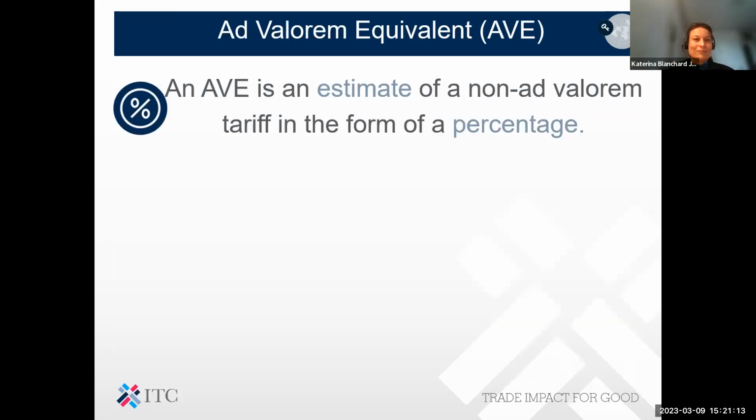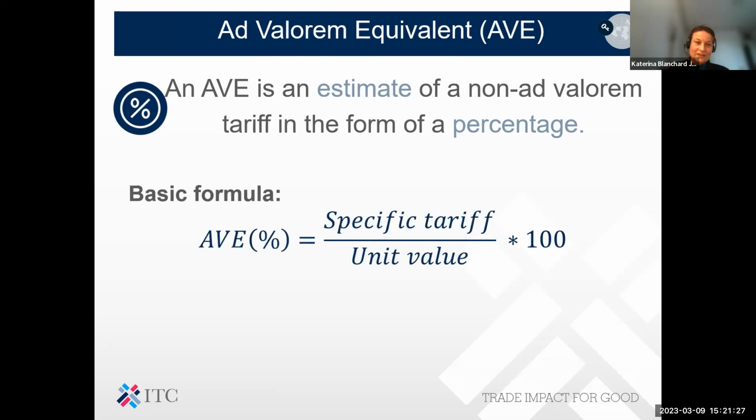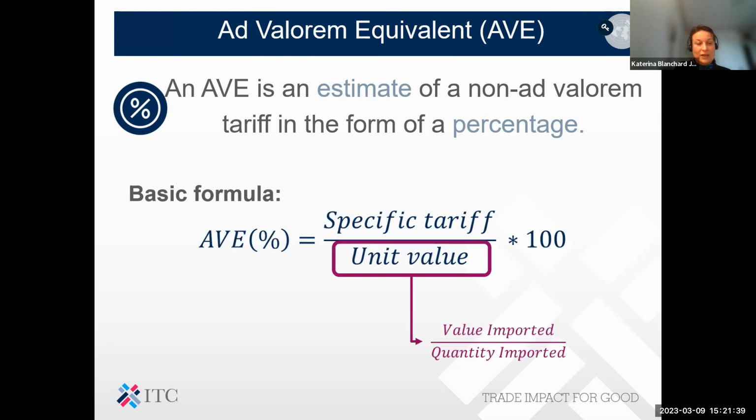Now, the question is, this is nice, but Katerina, you told us that you can compare. So how can we compare the specific tariffs, which is a certain value, with the ad valorem tariffs, a certain percentage? For that, we use the ad valorem equivalence and we calculate the equivalence. So we convert the specific tariffs into the ad valorem equivalence. We have the formula here. For the calculations, we use the specific tariffs divided by the unit value, and the unit value is something we've seen already in the Trade Map, multiplied by 100 to obtain the percentage.